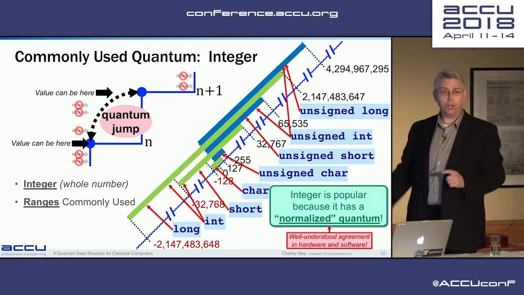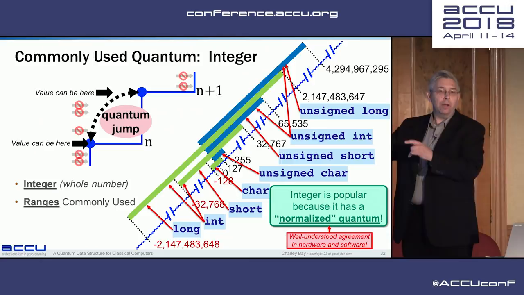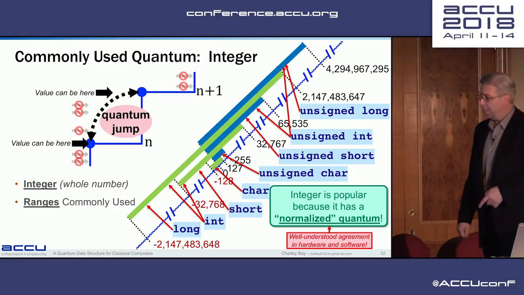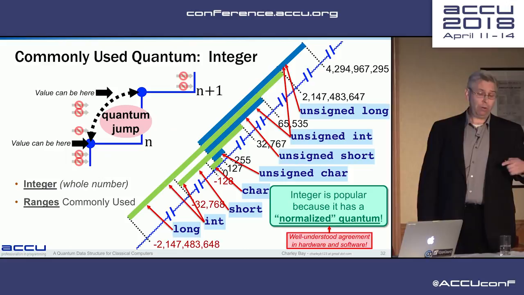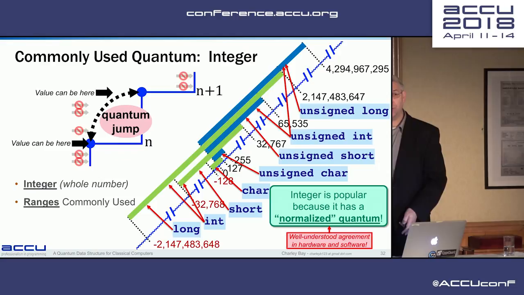So this is what we have now. It's just that, you know, sometimes in a racy manner, we might access a corrupted, undefined value, but if you're always well-defined, you're good. So we've normalized the quantum for integers. That's why integers are so easy to work with. We've normalized them, and not only amongst software, languages, and people, we've normalized from software to hardware. It's normalized, whole numbers, whole integers.